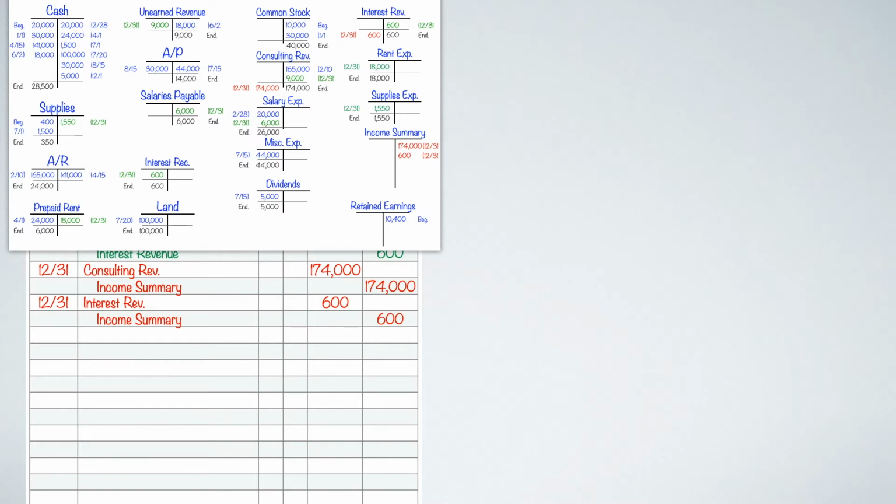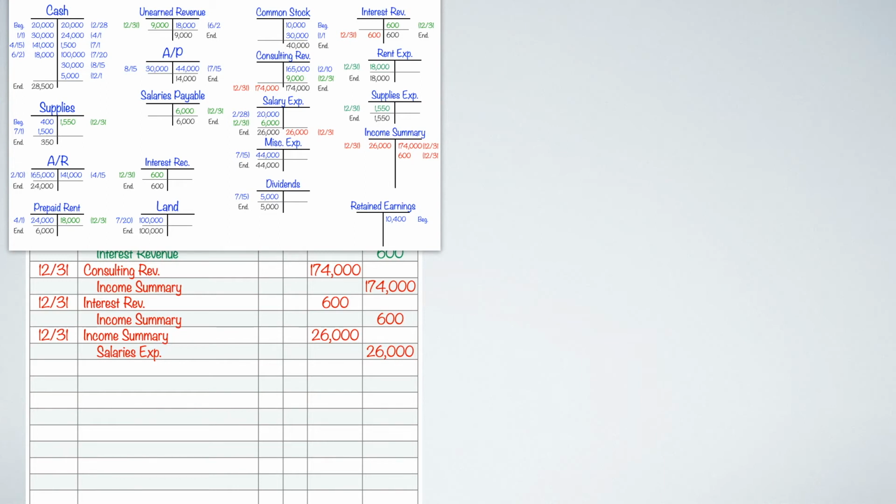Now I can move on to my expenses. First one I'm going to do is my salaries expense. I have a debit balance of 26,000. So to get rid of that, I need to credit the same amount, 26,000. And if I credit salaries expense, that means I have to debit the other account, which is income summary. So I will debit income summary for that same amount. Now, in the interest of time, I'm just going to put this up here real quick. 1231, income summary, 26,000, salaries expense, 26,000. Now let's go to the next one.